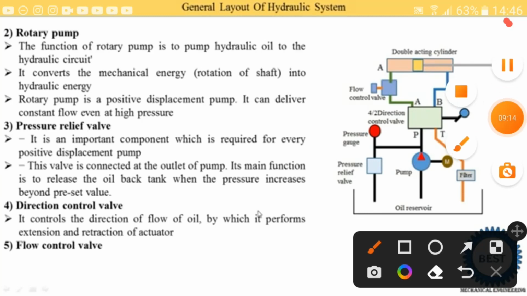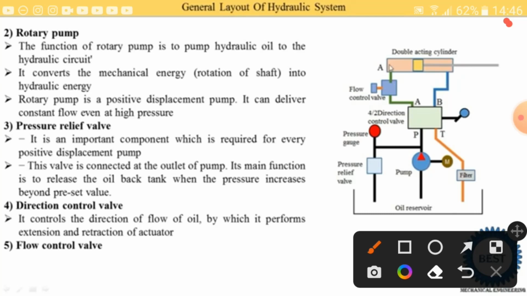The next component is the flow control valve. Here you see this is the flow control valve. From its name we also understand that it controls the flow. That's why its name is flow control valve. What is the meaning of flow control? It controls the quantity of oil supplied to this cylinder. This cylinder is one type of actuator that we will understand in the next points.